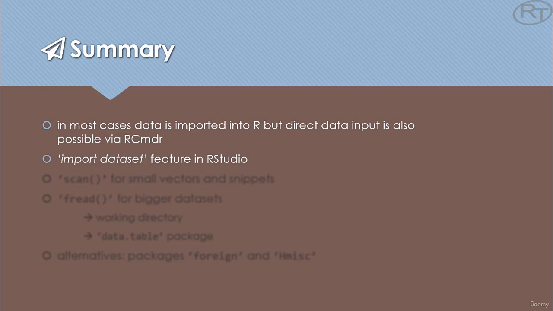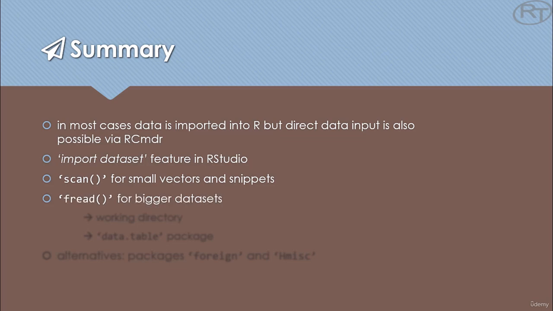So the first thing we took a look at was the import dataset feature, which comes directly with RStudio. This method is fully click supported, which means suitable for R starters. We took a brief look at the scan function for a copy-paste approach for small vectors and snippets. And then we discussed the fread function. This one is really fast and efficient. As you saw, the default settings are cleverly chosen, which means nearly no extra code.